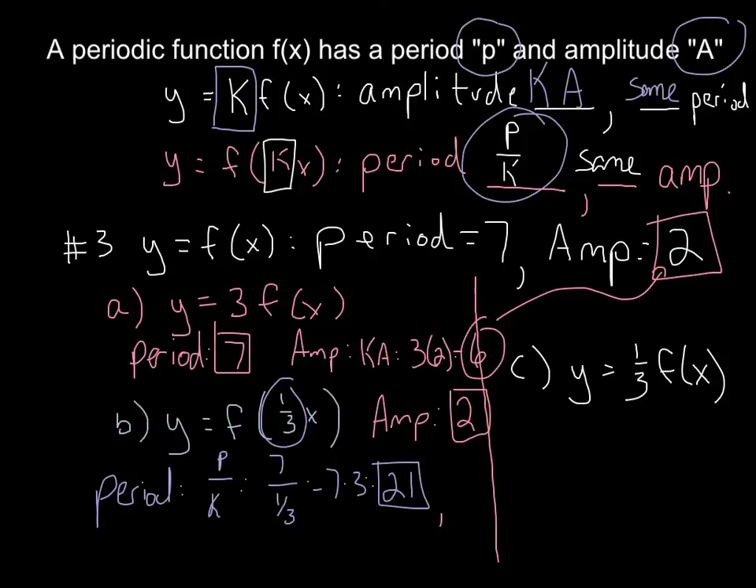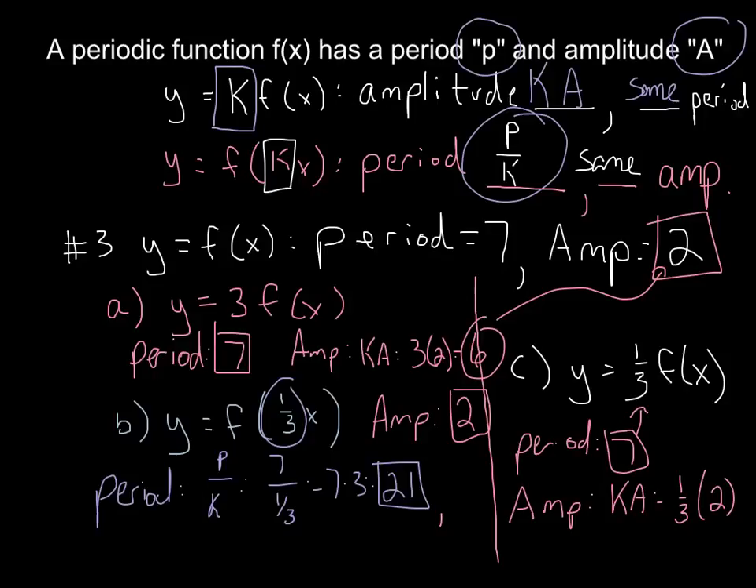All right, and finally, what about if there's a 1/3 on the outside? Now who are we affecting? The amplitude or the period? The period has not changed. It's still 7. But the amplitude, well, it has changed. It's k times A. That's 1/3 times, what was the amplitude? 2. So the new amplitude is 2/3. It's been cut by a factor of 1/3. All right, it's shrunk.